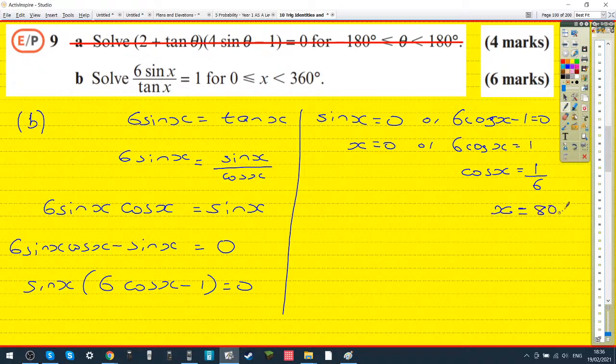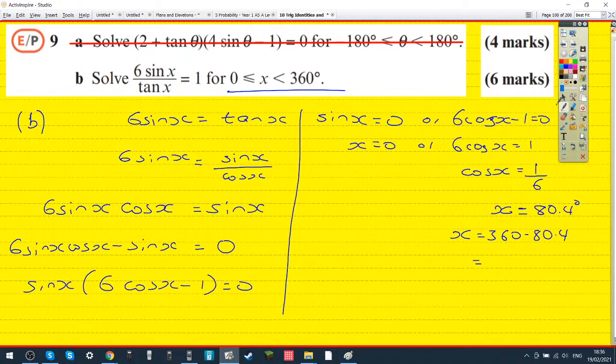80.4 degrees. We want all the solutions between 0 and 360. So for cos, is it 360 minus x? Yeah. So 279.6.